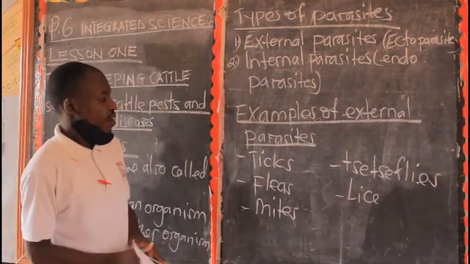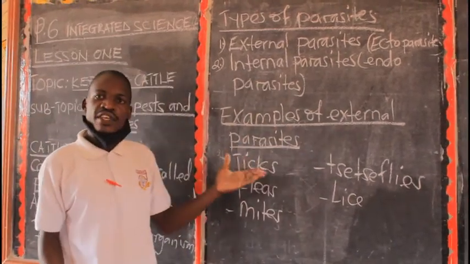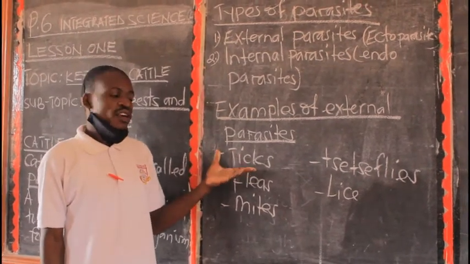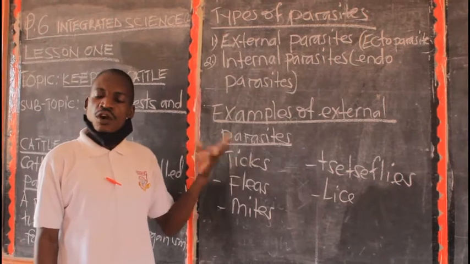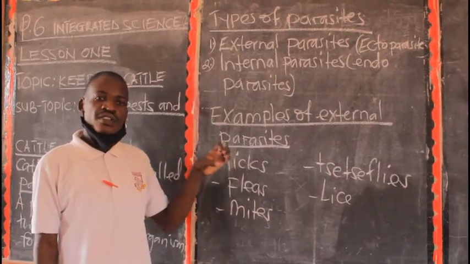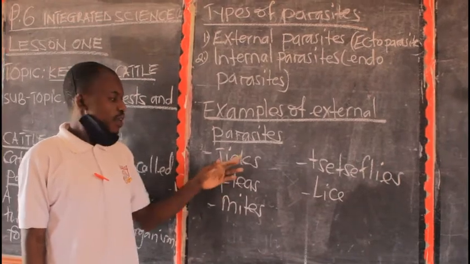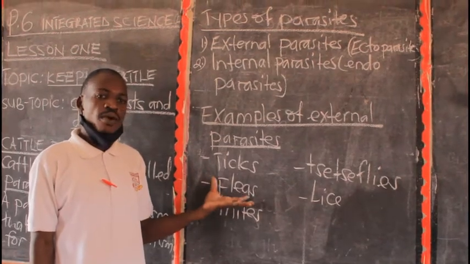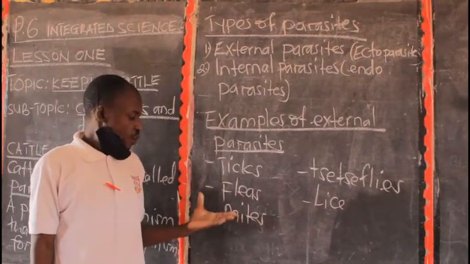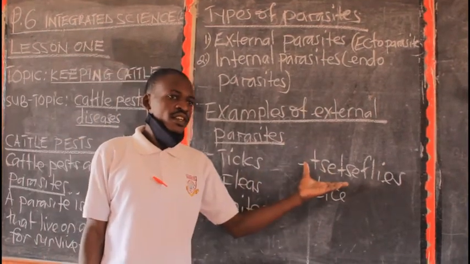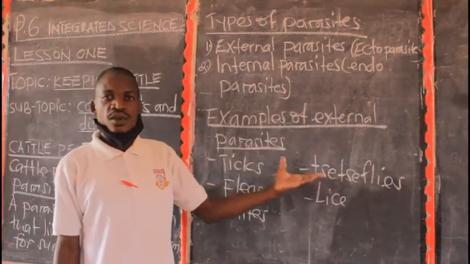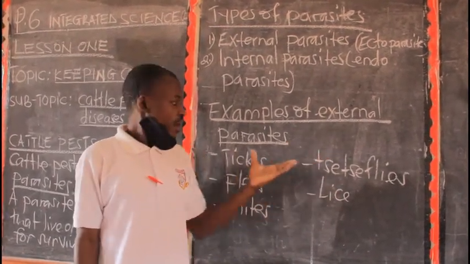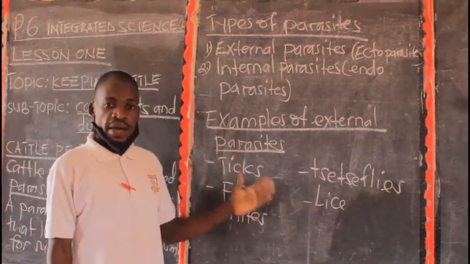So, these are what we call examples of external parasites, meaning they live outside the body of an organism. For example, let us talk about ticks. Ticks are always found outside the body of an organism, and they keep on sucking blood from the animal. So it becomes a parasite, because it depends on this animal for survival. Then look at the fleas. They are also common parasites in domestic animals. We have mites. We have flies. This one spreads nagana to cattle. It's a very harmful parasite. Then we have lice. So these are what we call examples of external parasites.